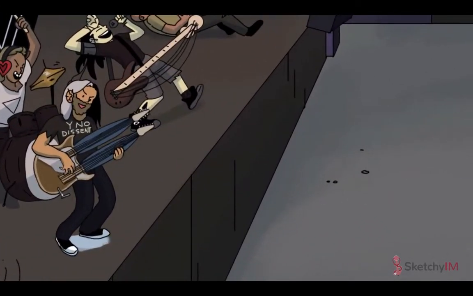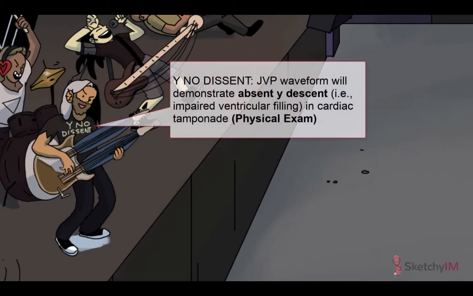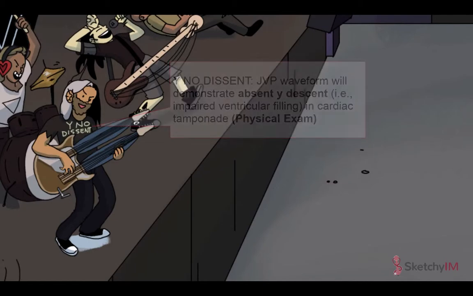Ooh, dang. Love the shirt, buddy. Descent is so metal. Anywho, let his Joker-esque statement remind you that in cardiac tamponade, the JVP waveform will demonstrate absent Y descent, reflecting an impairment in ventricular filling that normally produces the Y descent.